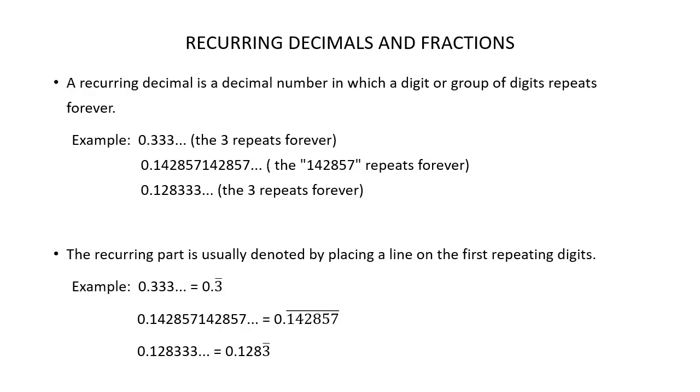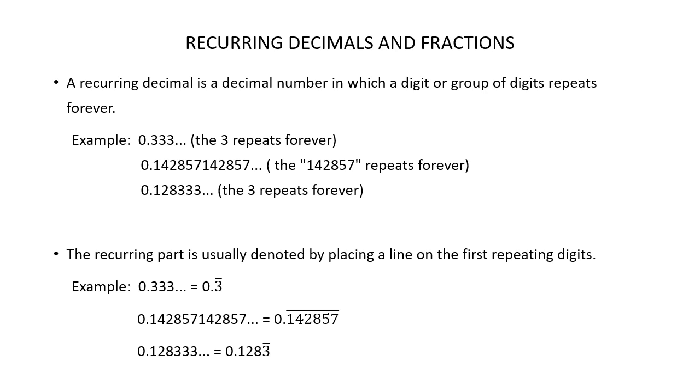Let's learn about recurring decimals and fractions. A recurring decimal is a decimal number in which a digit or group of digits repeats forever. Look at these examples: 0.33333 and so on. Here the 3 repeats forever.